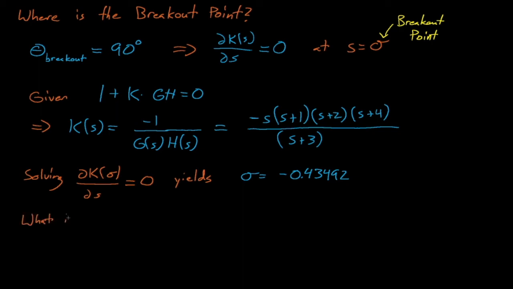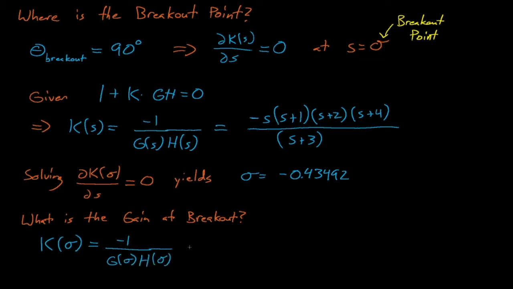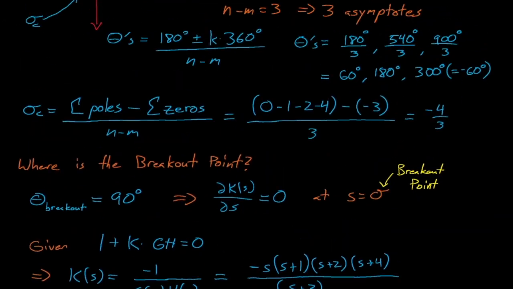Lastly, we'll solve for the value of the gain at the breakout point, which we find is equal to 0.53459. Armed with this information, we can finish drawing our root locus plot.